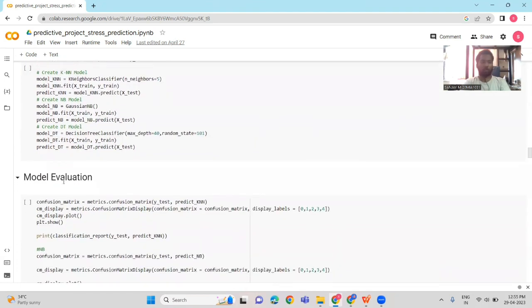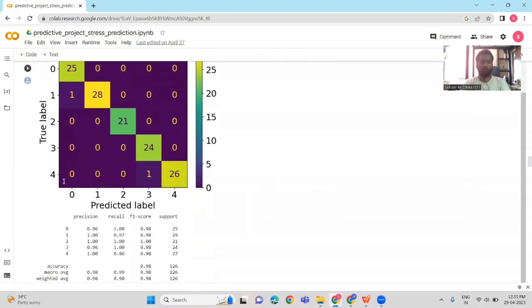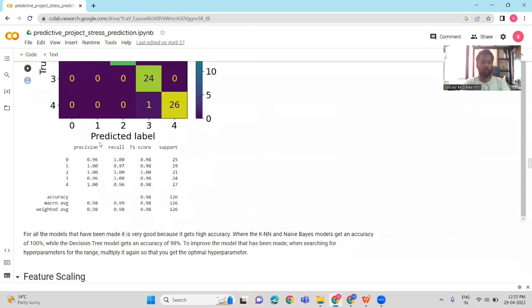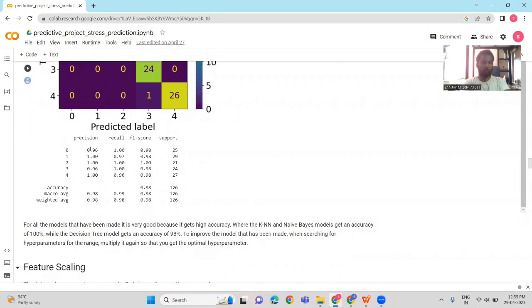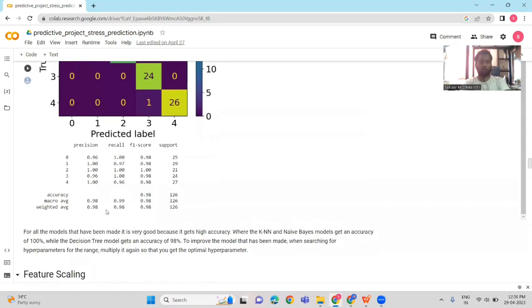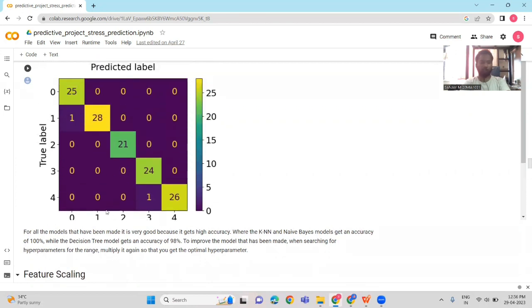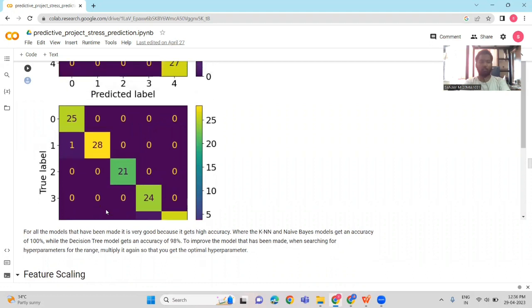Now the models are evaluated. Here we can see the confusion matrix of the models, which has precision, recall, and F1 scores. This is the average accuracies of the models. For all the models that have been made, it is very good because they get high accuracy. KNN and Naive Bayes models got accuracy of 100%, while the decision tree model got accuracy of 98%.